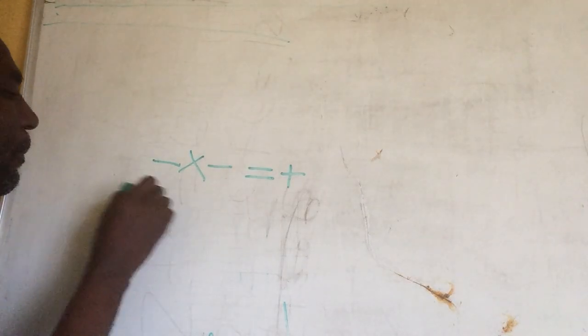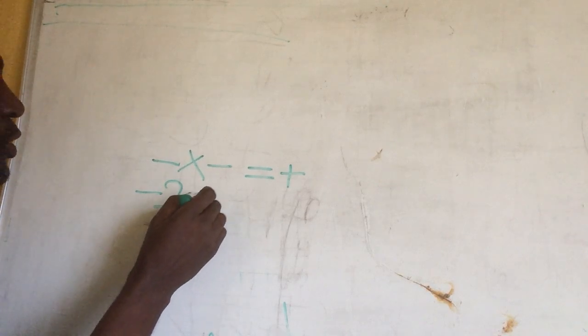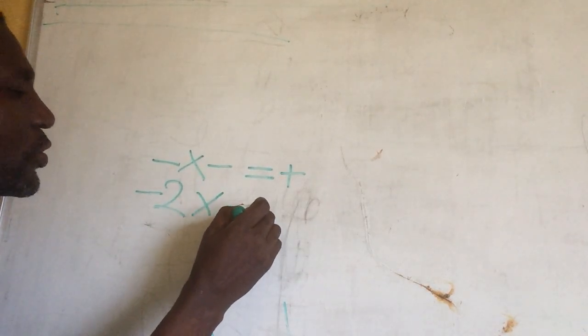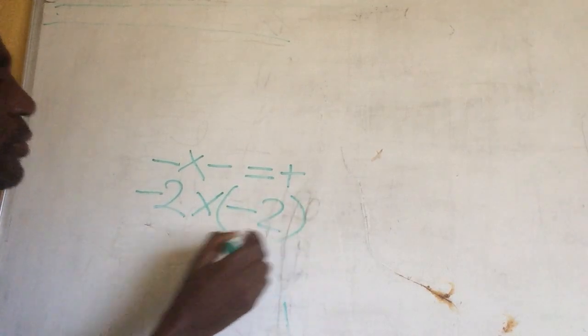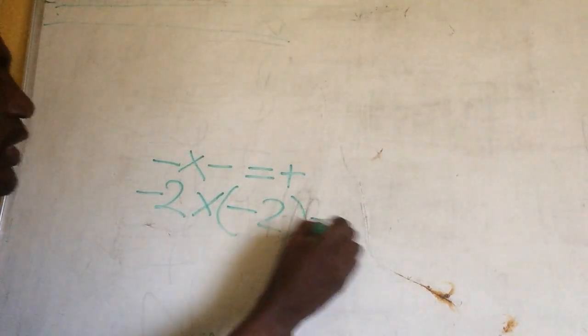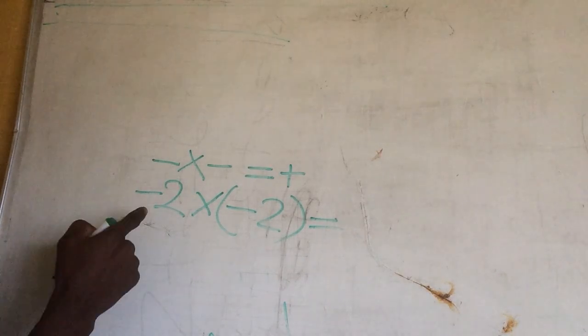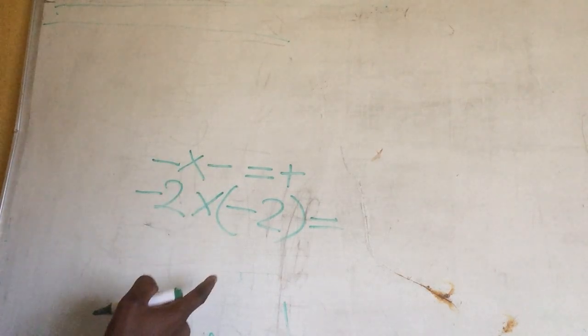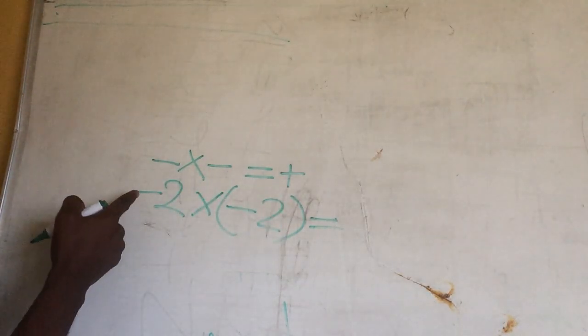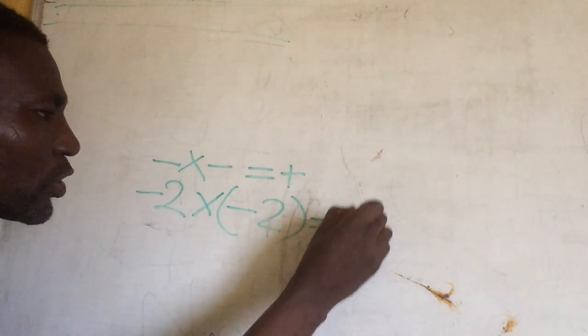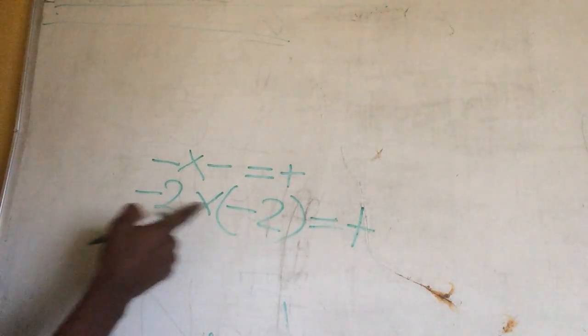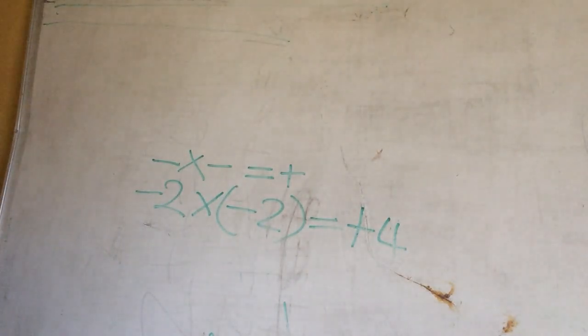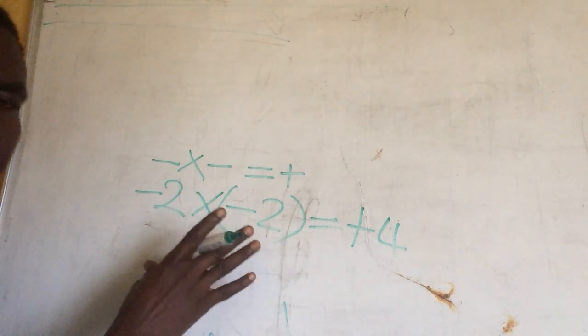When you have minus 2 multiplied by minus 2, what will be the answer? Remember what I said here: minus multiplied by minus will give you plus. So minus multiplied by minus will give you what? Plus. Now you say 2 times 2 will give you what? 4. And that is one thing about this multiplication.